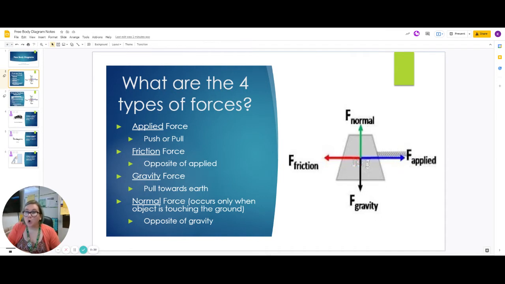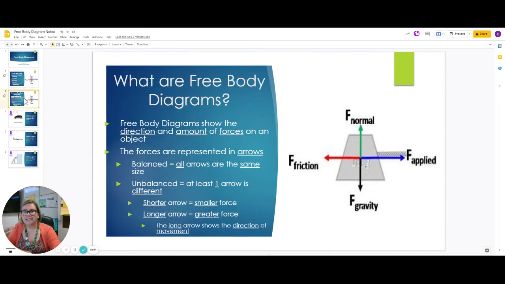And then we have the normal force, which only occurs when the object is touching the ground or a solid surface. And that normal force is the opposite of gravity. So if gravity is down, normal force would be up. Again, that's just a quick review of our four types of forces.